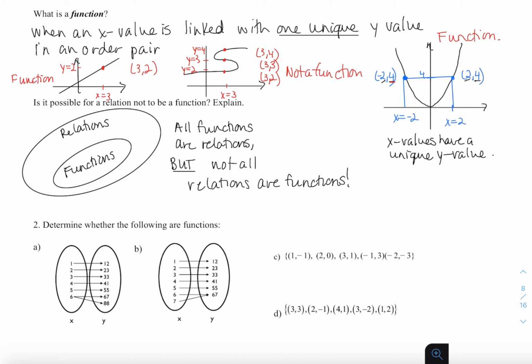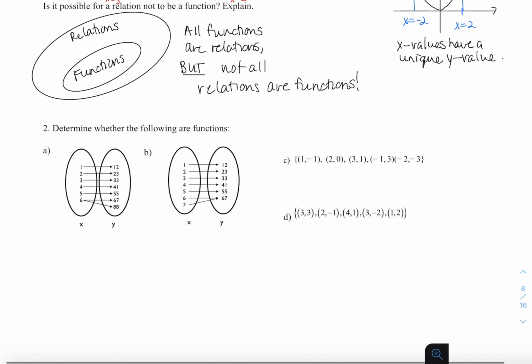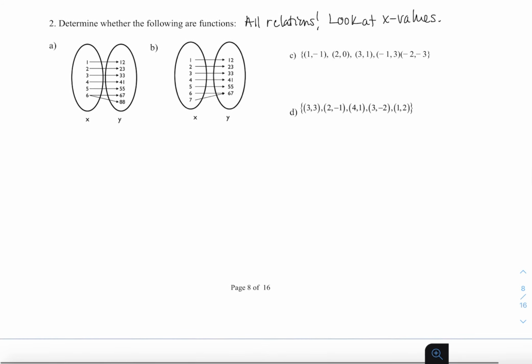So let's look at some relations and determine whether they are also functions. The first thing I want us to recognize is that these are all relations because they link up x and y values. Now what we're going to do is look at the x values and see if there are unique values of y or if there are repeated values of y that determine whether or not this is a function.